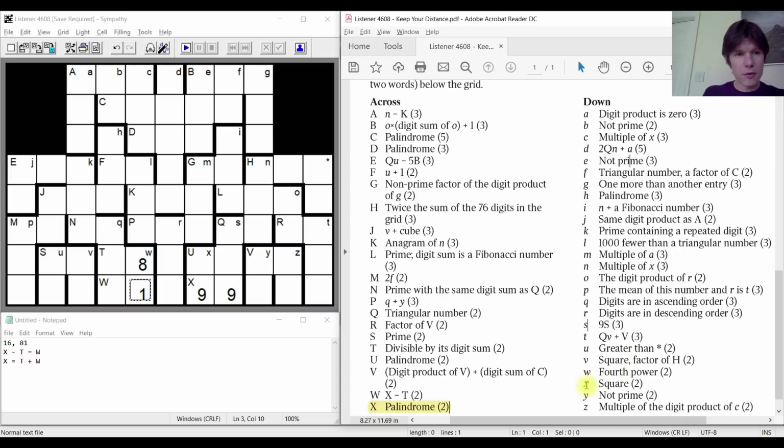And I can do the same for W down, which we know is a 4th power. There's no more information to be gleaned from that clue. And I can also delete that from my scratch pad. Now, little x down is now a square ending in a 9, but there are only 2 of those less than 100. One is 9, which is too small, and the other is 49, and that must be the answer. So that's a 4, and we can't do anything more with this clue.